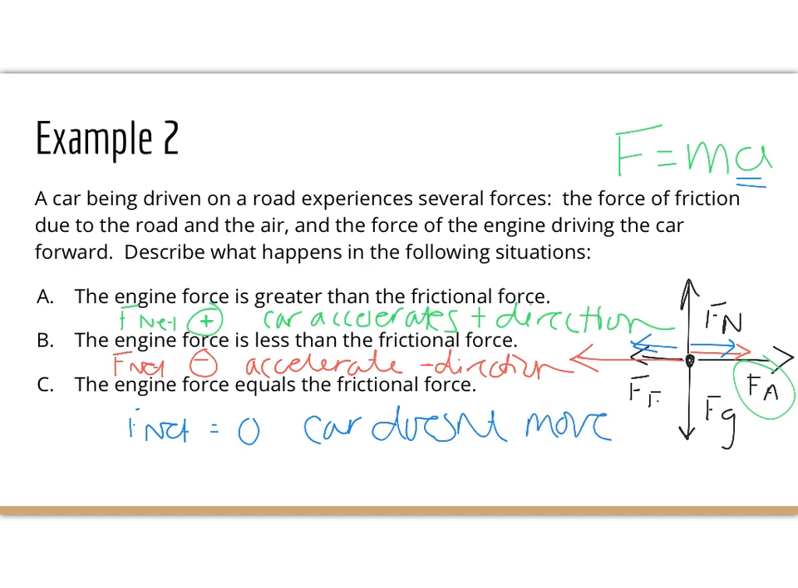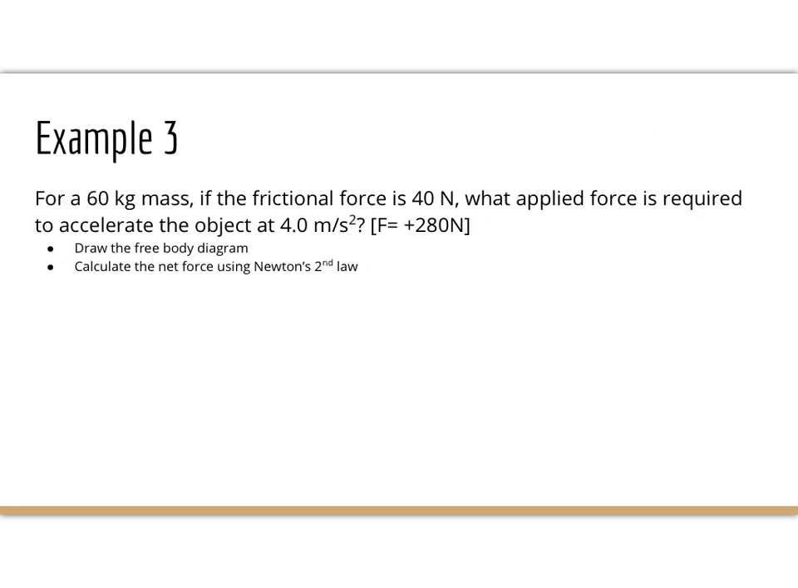They're rattling. All right, so again, we've looked through a different scenario. Fn and Fg didn't really come into play because they're equal and opposite. We're just looking at unbalanced forces between F of friction and the applied force. So for a 60 kilogram mass, if the frictional force is 40 newtons, what applied force is required to accelerate the object at 4 meters per second?